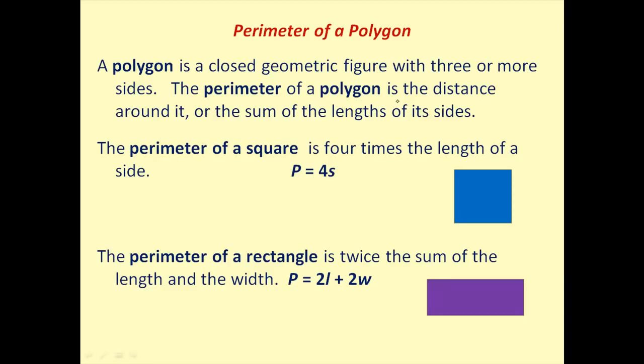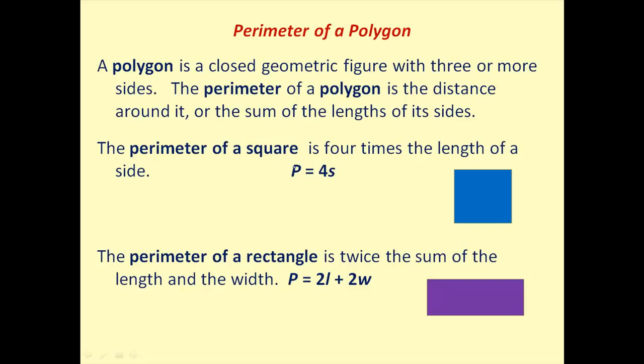The perimeter of any polygon is the distance around it, or the sum of the lengths of its sides. So really, when it comes to a perimeter, you don't have to memorize any formula. To find the perimeter of a polygon, you can just find the sum of the lengths of all sides. However, we will talk about a couple more common formulas.